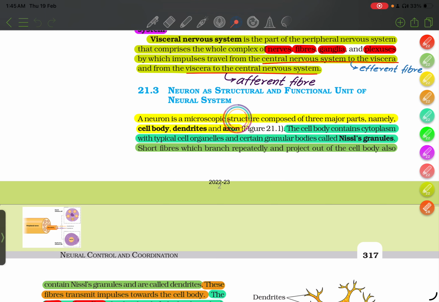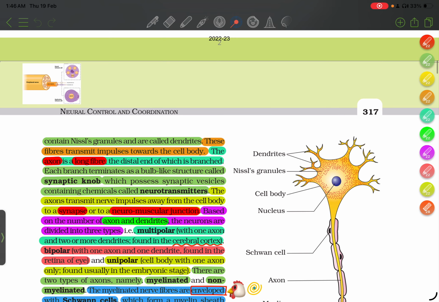Neurons are the structural and functional unit of the neural system. A neuron is a microscopic structure composed of three major parts, namely cell body, dendrites, and axon. The cell body contains cytoplasm with typical cell organelles and certain granular bodies called Nissl granules. Short fibers which branch repeatedly and project out of the cell body also contain Nissl granules and are called dendrites. These fibers transmit impulses towards the cell body. The axon is a long fiber, the distal end of which is branched. Each branch terminates as a bulb-like structure called synaptic knob, which possesses synaptic vesicles containing chemicals called neurotransmitters. The axon transmits nerve impulses away from the cell body to a synapse or a neuromuscular junction.